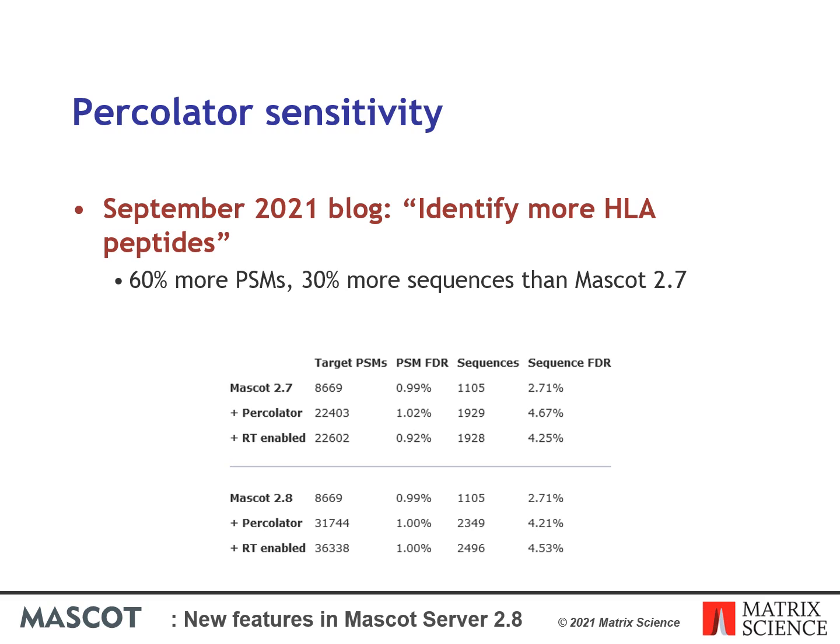Our September 2021 blog article uses a library of HLA peptides to illustrate the improvement. In this dataset, the new features give 60% more PSMs and 30% more peptide sequences at the same FDR compared to Mascot 2.7. Enabling the retention time feature in the previous version made little difference in this dataset, whereas in the new version it gives an additional boost to PSMs and sequences.